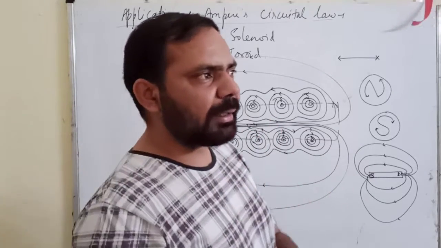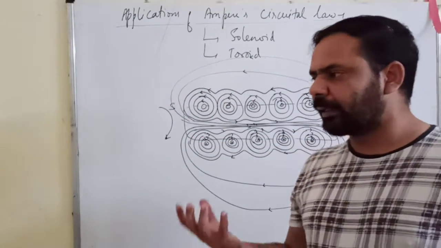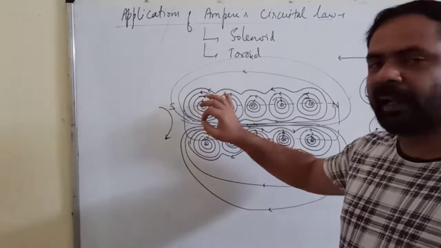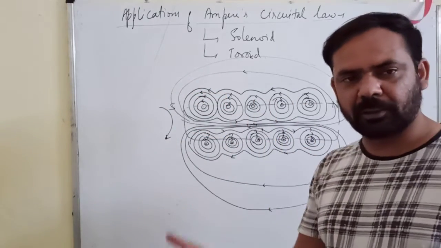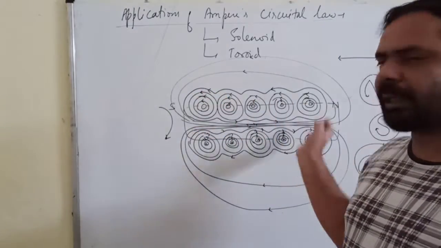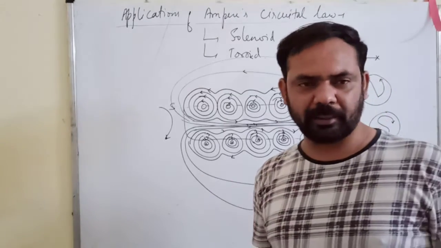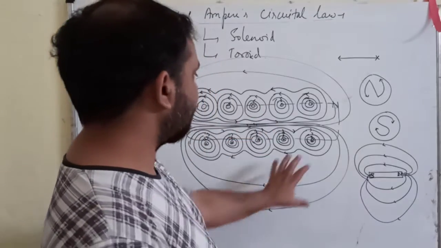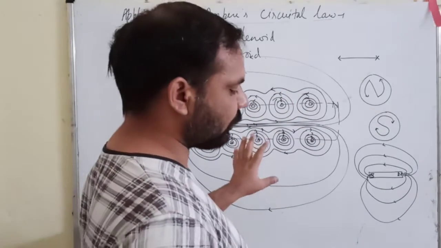Okay, so it means that with the help of a solenoid, we can create a strong magnetic field in a particular region by enclosing that region inside the solenoid, whereas the outside region will have a very weak magnetic field. Okay, so this is the magnetic field of a solenoid.